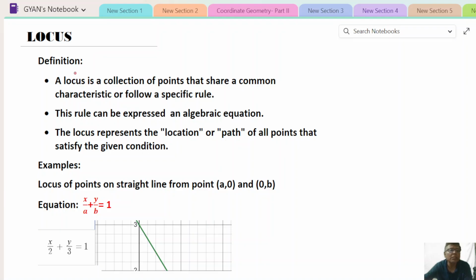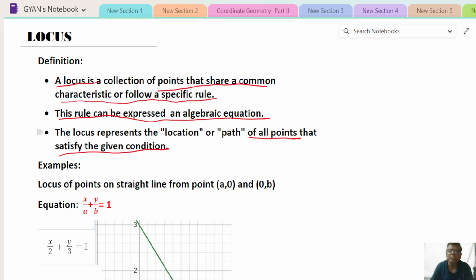So what is locus? Locus is a collection of points that share a common characteristic and follow a specific rule. The rule can be expressed as an algebraic equation, and the locus represents the location and path of all points that satisfy the equation.